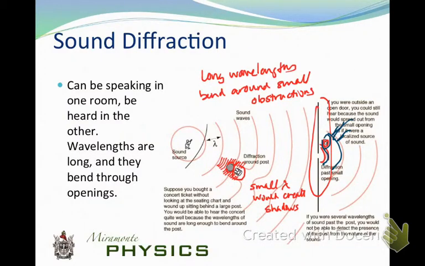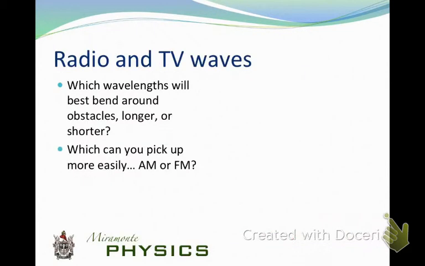Long wavelengths are going to bend around small obstructions. Short wavelengths are going to bang right into them and create a big shadow effect. So radio and TV waves, think about what happens with those. I don't know if you've ever played around while driving, but can you pick up more easily if you're in a city with lots of tall buildings?